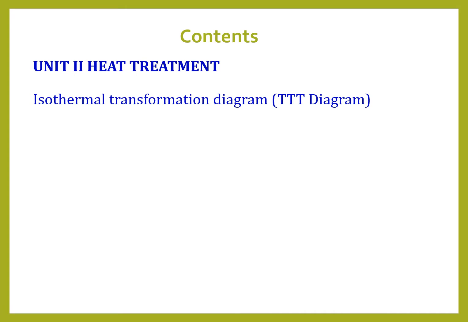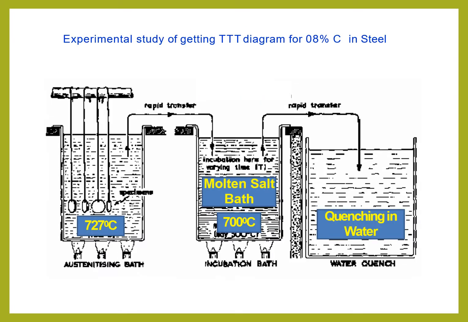Today I am going to discuss the isothermal transformation diagram, that is called the TTT diagram, the time-temperature-transformation diagram. It comes under the heat treatment process. First we will see the experimental setup of the TTT diagram for 0.8 percentage carbon steel.